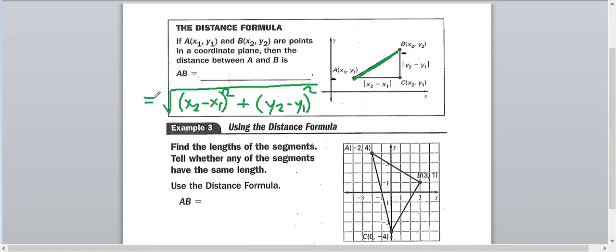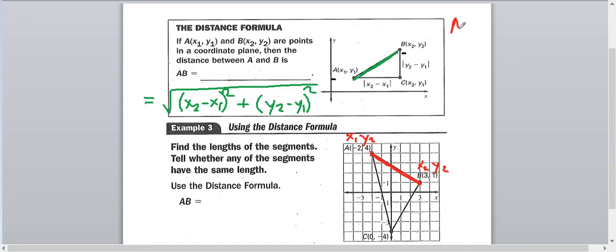Let me switch colors here. So first off, let's find the distance from A to B. That's the line right here, right? So for me, I like to label my points because that just helps me out. So I'm going to make A those points x sub 1 and y sub 1, and I'm going to make B those points x sub 2 and y sub 2 because that just helps me out.